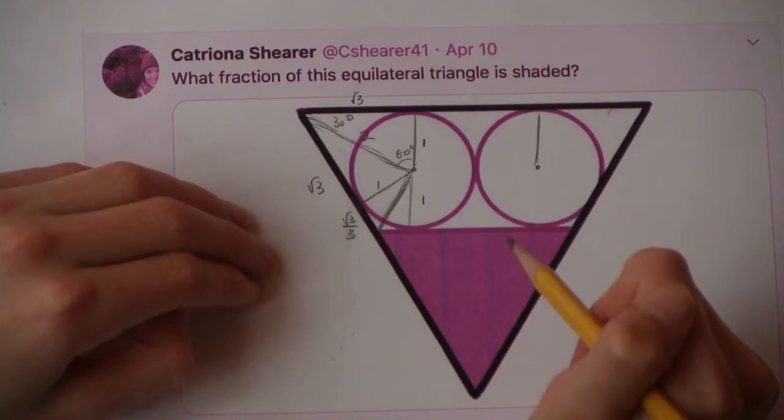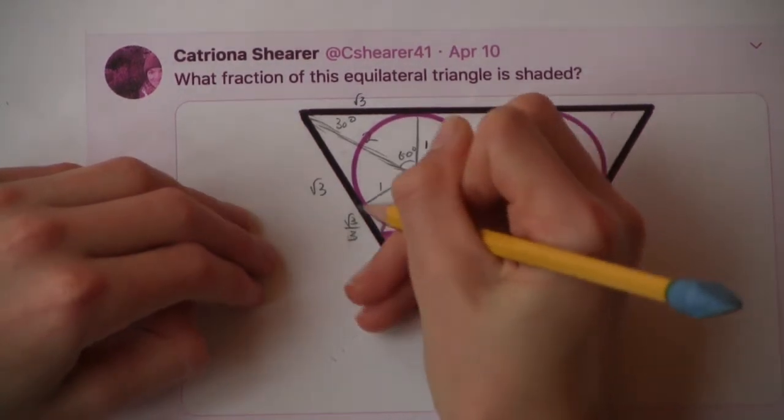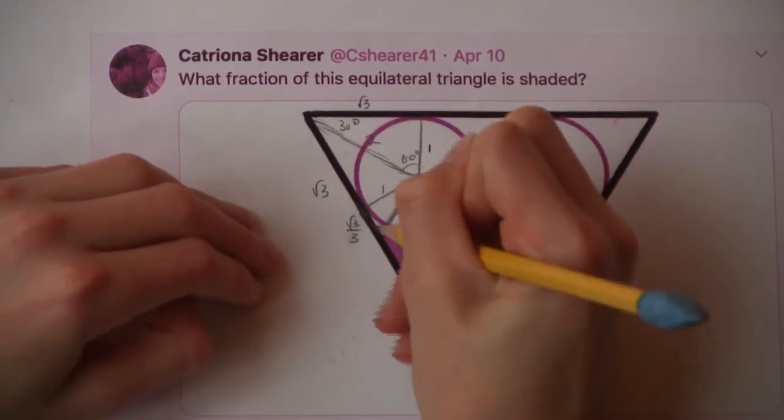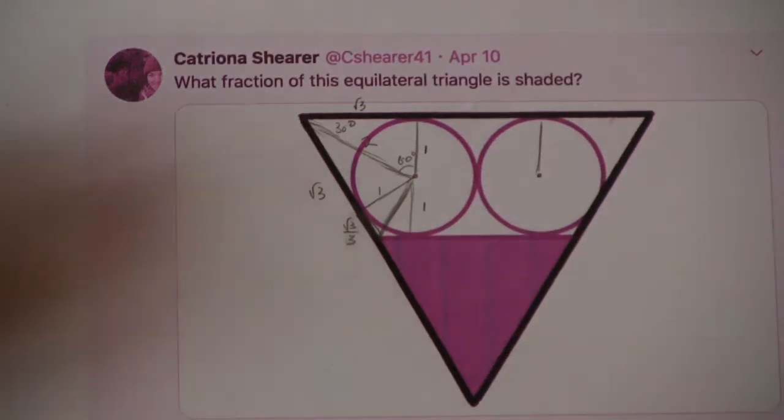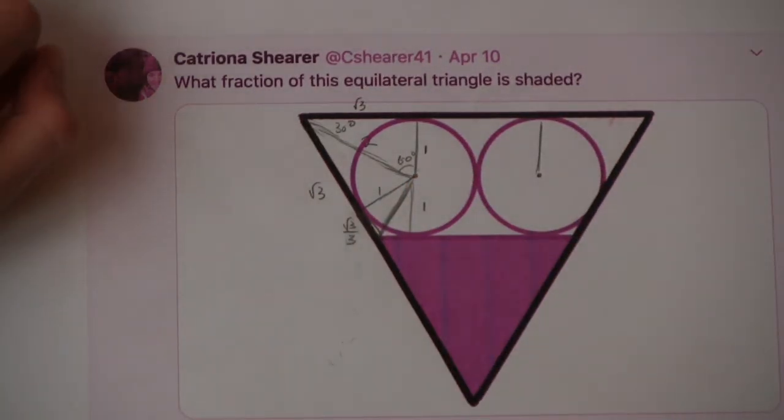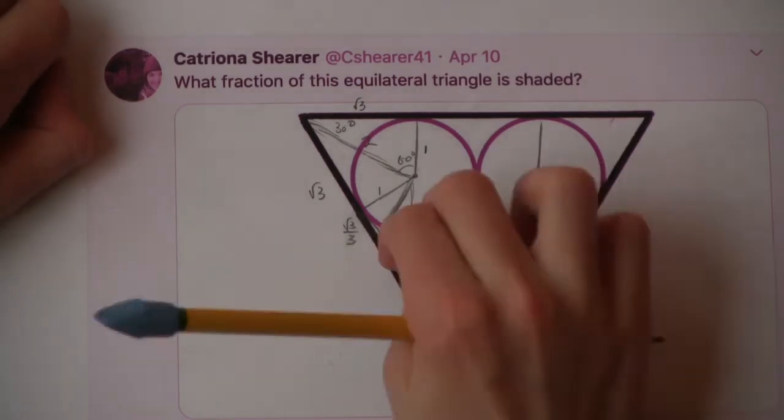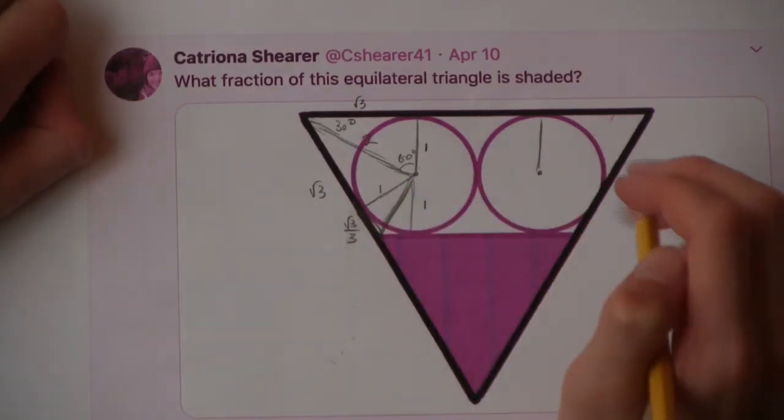Alright, what length is that? Root 3 over 3? Which one is that? This is this length here. Okay, move your hand out of the way. Now what we need to do is find the length of this height here.